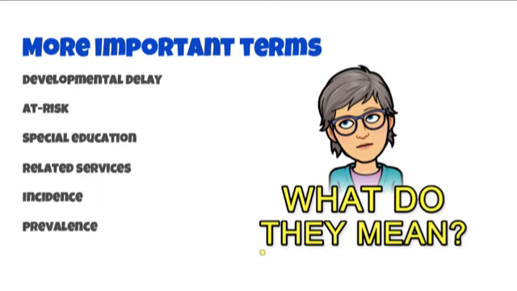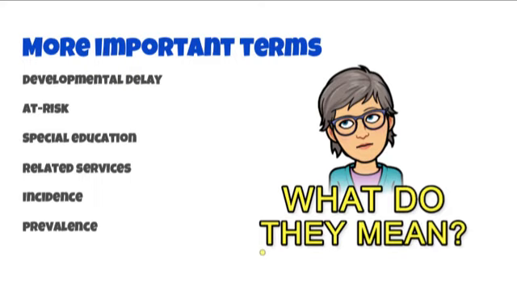Now, the term related services. These are services that are provided by professionals who may work with students with disabilities. Related services are an integral part of special education programs if the student requires them, and they'll be discussed throughout the semester. But an example of a related service would be speech-language therapy services or occupational therapy services.